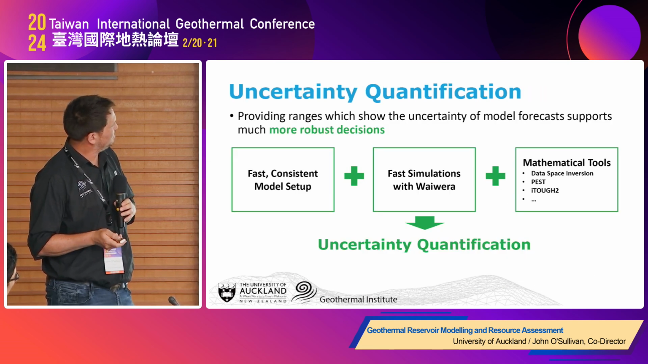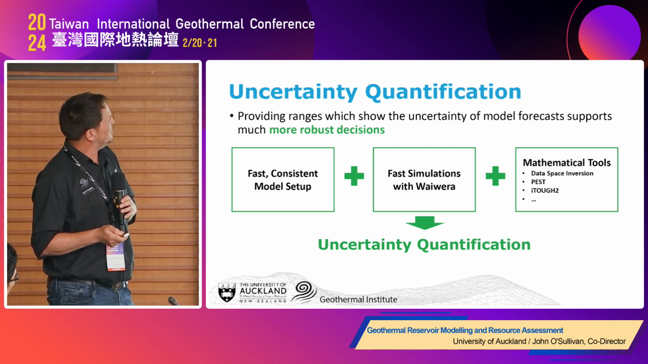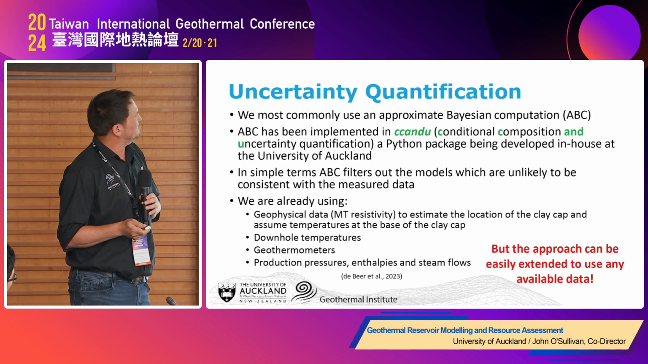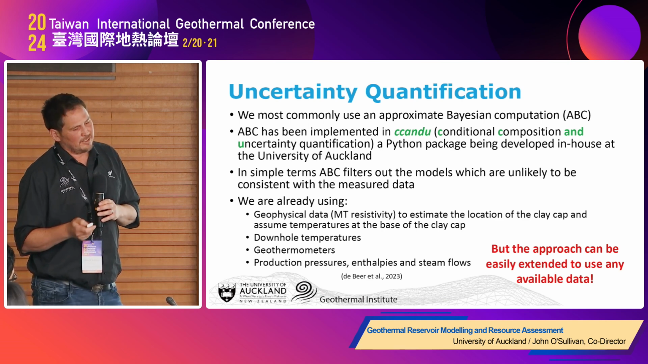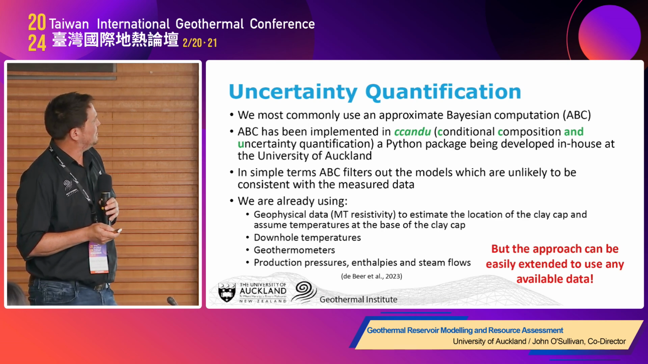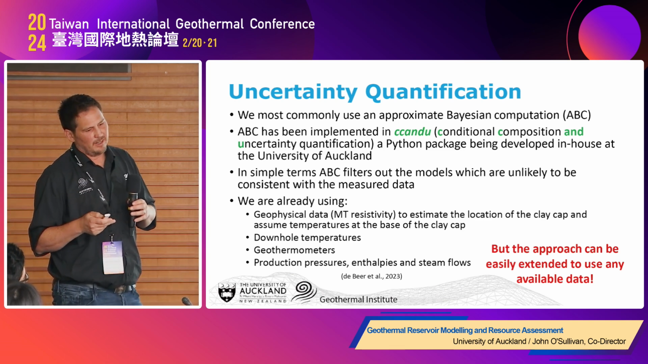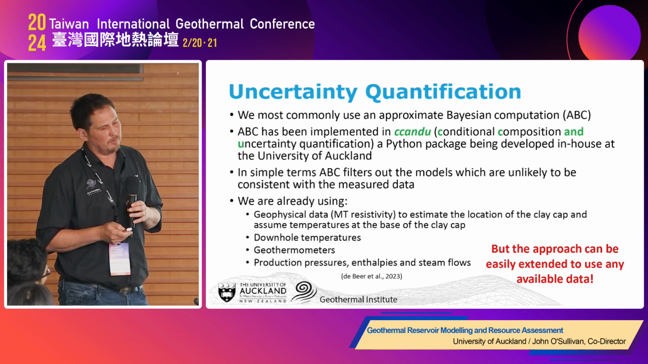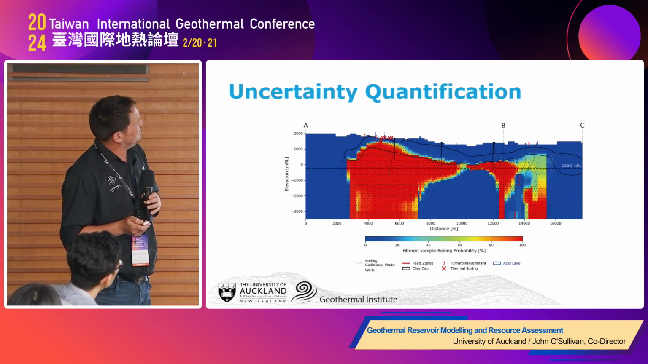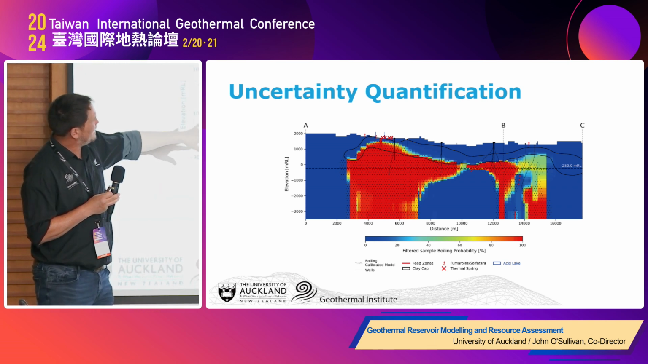Okay, so we talked briefly about this as well, but this is really important. The idea that you can run thousands of models very quickly, and we use mathematical tools to then assess how well each of those models fit the data, and we can use any sort of data to work out how well various models fit with a conceptual model. And you get these sorts of new plots where you can look at the probability of encountering boiling.